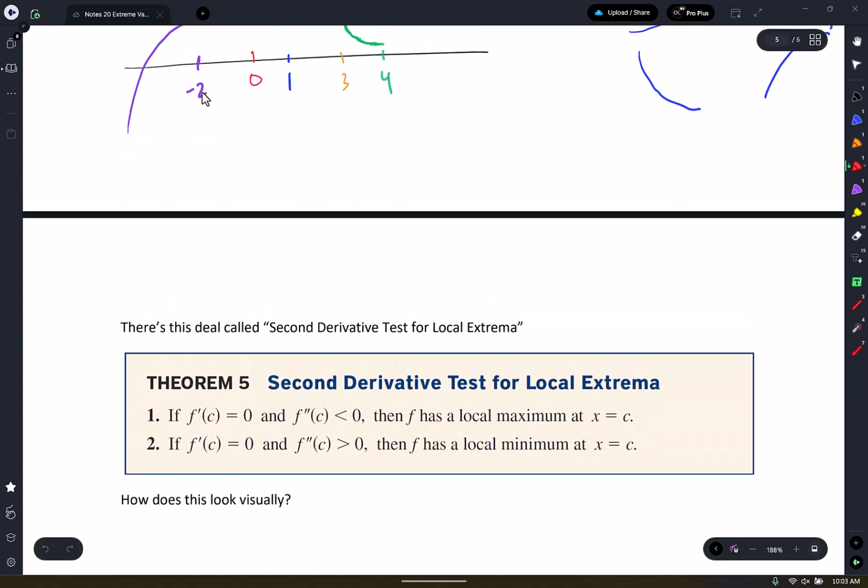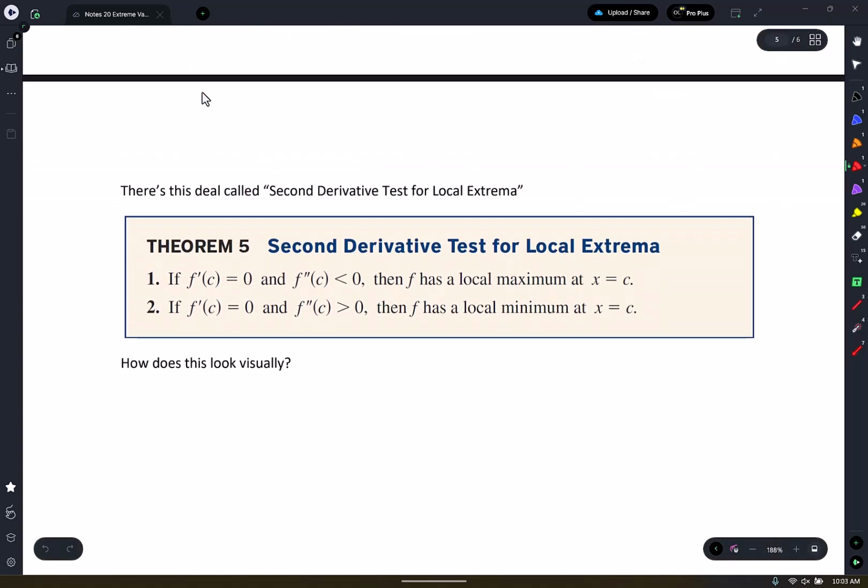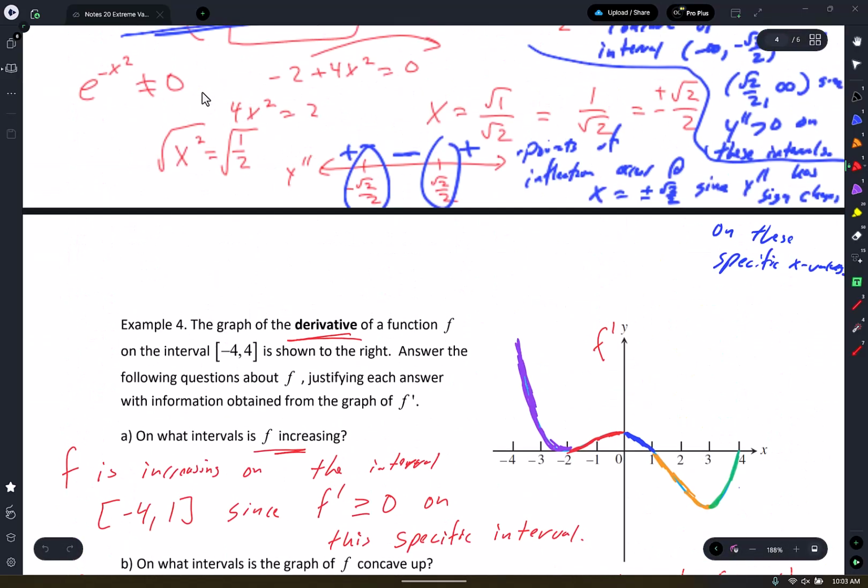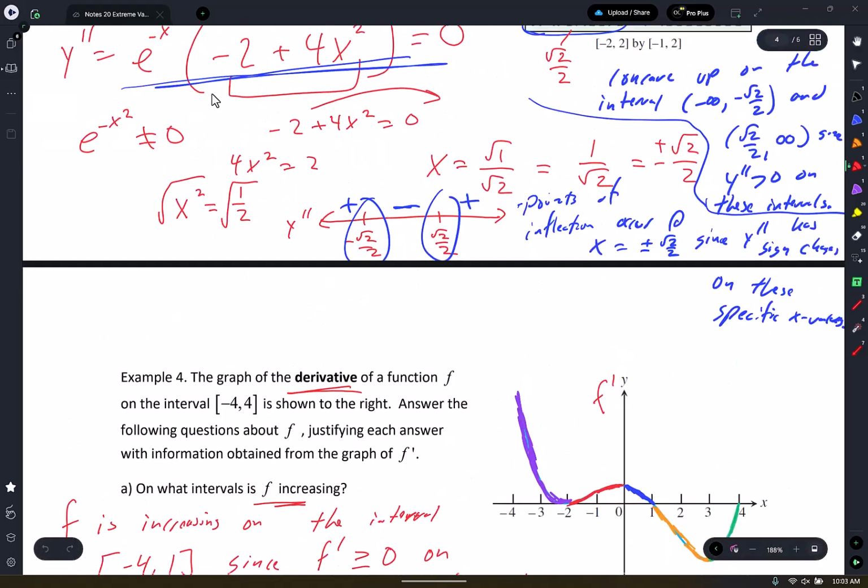All right, here we go. So there's this thing called the second derivative test for local extrema. Don't get this confused with this one. All right, guys, focus. Don't get this confused with this one.